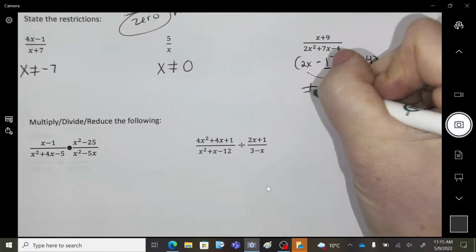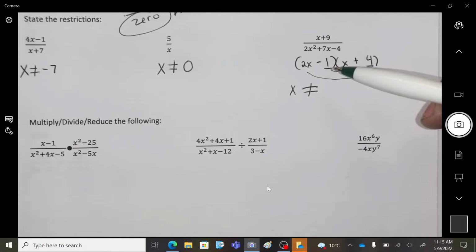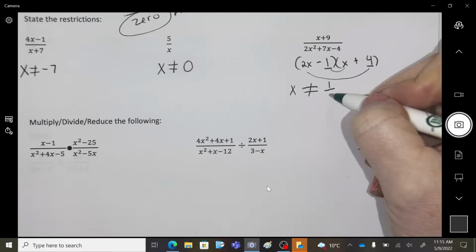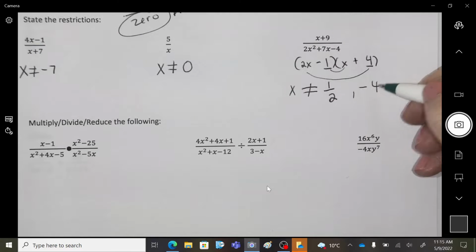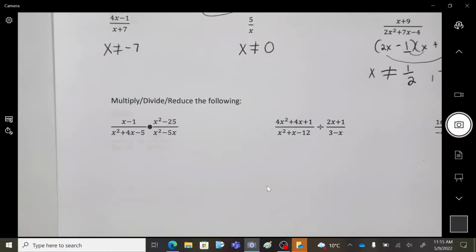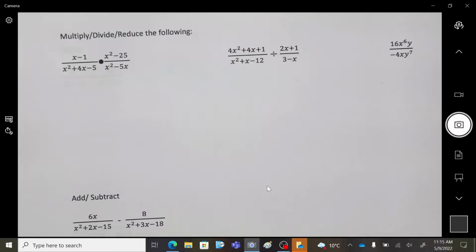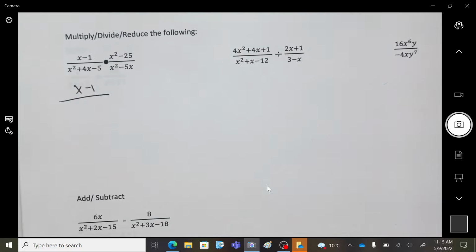So now I don't want x to be, this will be a fraction. Remember those? Those are fraction answers. +1 over 2 and -4. Okay, multiplying, dividing, reducing, all of the above. Okay, so x minus 1 stays.